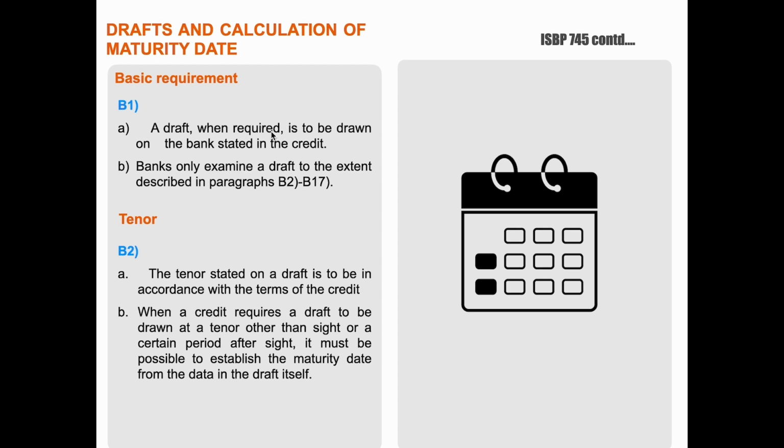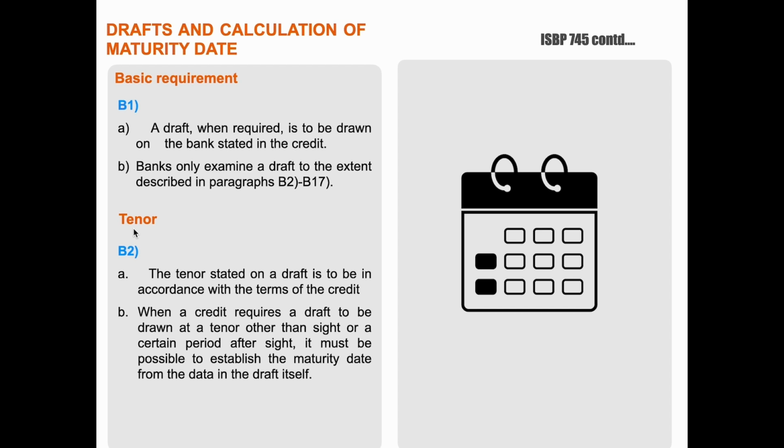The usual practice is, if the LC is not confirmed, then the drawee will be the issuing bank or the nominated bank, as the case may be. And if it is a confirmed LC, then the drawee will be the confirming bank. This is the usual practice. And banks will only examine a draft to the extent described in paragraphs B2 to B17. This means banks will check a draft or a bill of exchange only up to the extent given in these paragraphs. We don't go beyond this.